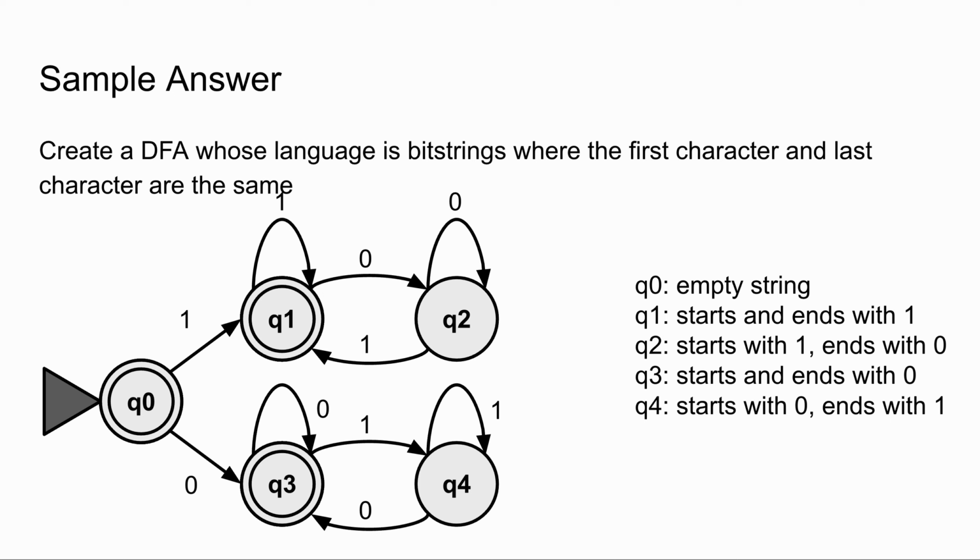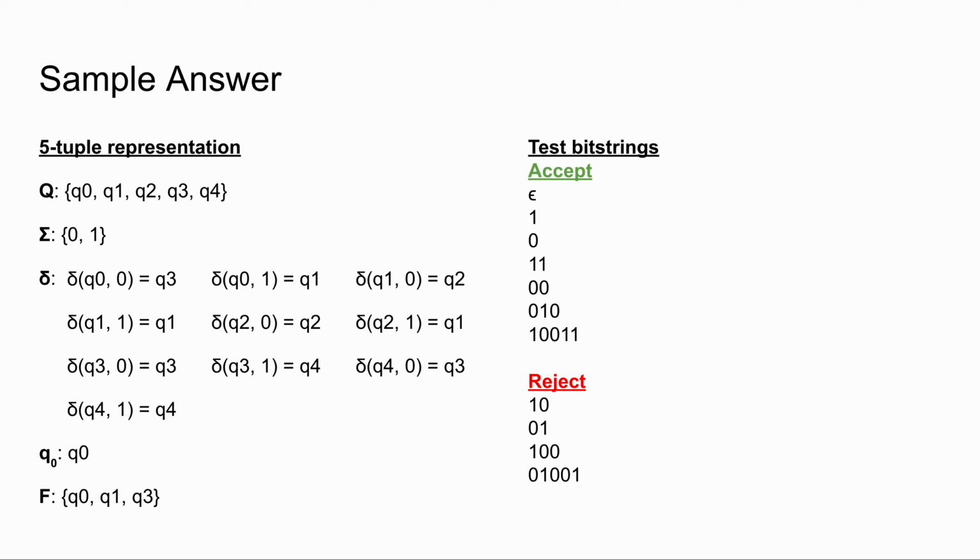It's easy to miss, but the empty string has no characters, so it's vacuously true that the first and last characters are the same, which means it should be accepted. Always remember the empty string, and remember that your start state can be an accepting state too. Here is the 5-tuple representation of my solution and some test strings I came up with. Feel free to pause the video if you need some more time to look at this.